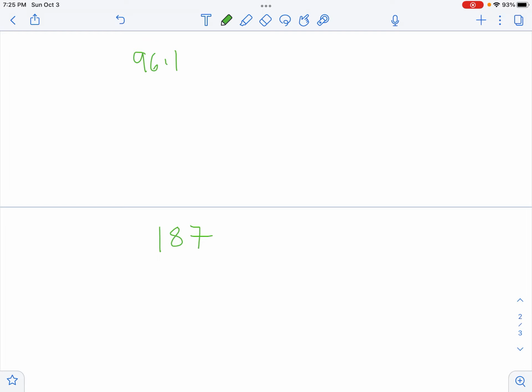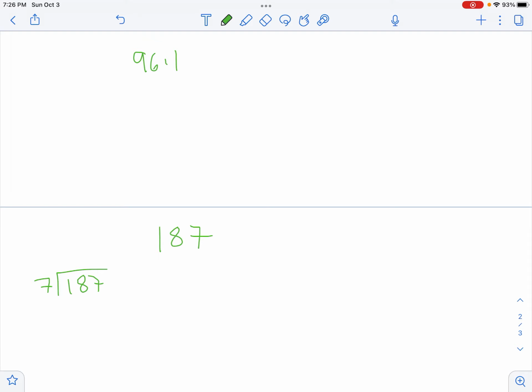That's not divisible by 3. It's not divisible by 5. It's not divisible by 9. It's not divisible by 10. And really all you can do is kind of try different numbers after that. So like 7, you could try 187 divided by 7. So 187 divided by 7.